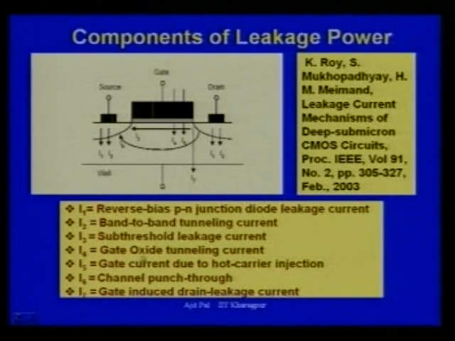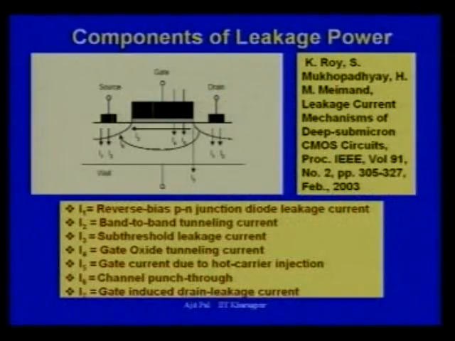Normally we consider the gate input impedance to be infinite, very high, but in reality it will not be so, because the thickness is very small. Particularly the electrons, because of their higher mobility, will cross that silicon dioxide layer, and this leads to gate leakage, that is the gate oxide tunneling current. The second phenomenon is also due to the gate oxide: because of the high electric field, electrons will acquire very high energy, and whenever the electrons acquire very high energy, we call them hot electrons.